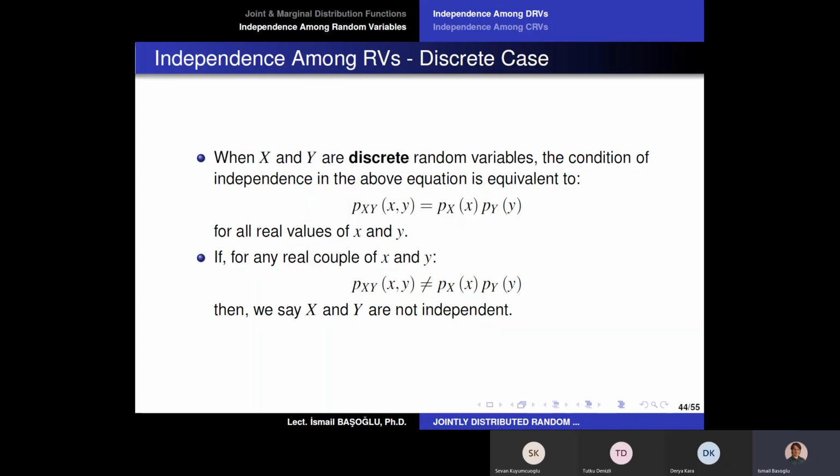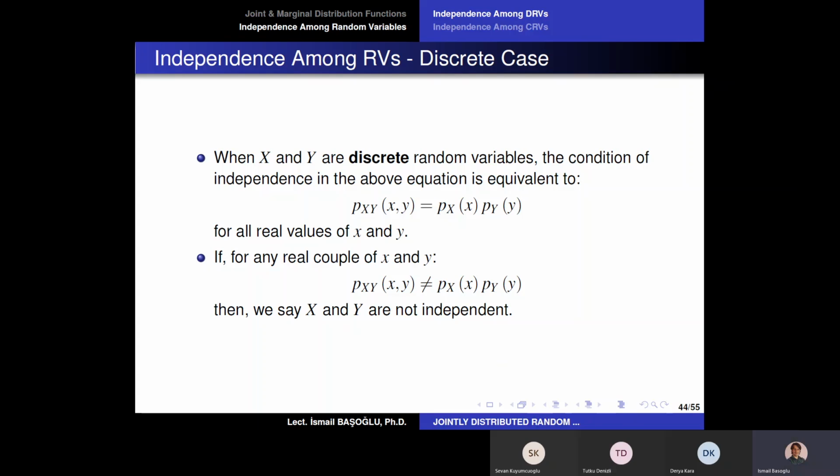However, if for any couple of x and y this equation is not true, if the joint probability mass value is not equal to the product of the marginal probability mass values, it doesn't matter for how many, if at least one of the joint probabilities does not satisfy this equation, then we say that these two random variables are not independent.